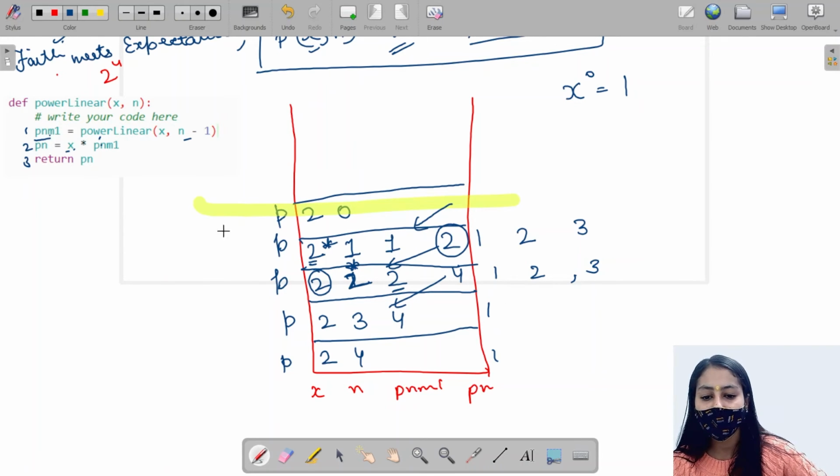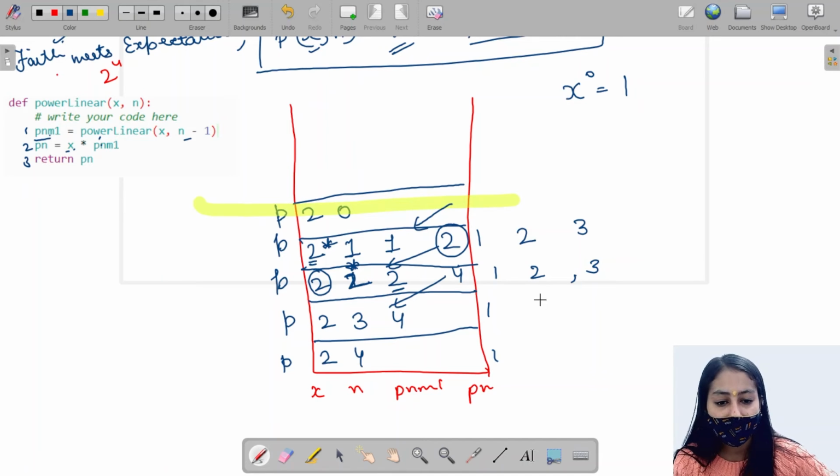In power of n minus 1, 4 is stored, right? At line number 2, 2 into x, x is always 2. Power of n minus 1 is 4 now. So 2 into 4, 8 is stored in power of n. At line number 3, 8 is returned to the lower level, right?